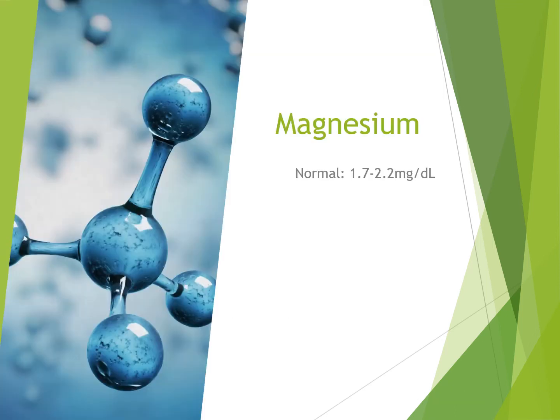Now I'll talk about magnesium disorders. Magnesium is a primary intracellular cation. It's basically used for protein and nucleic acid synthesis, cell adhesion, enzyme reactions, and modulating channel activity. A normal magnesium level is 1.7 to 2.2.